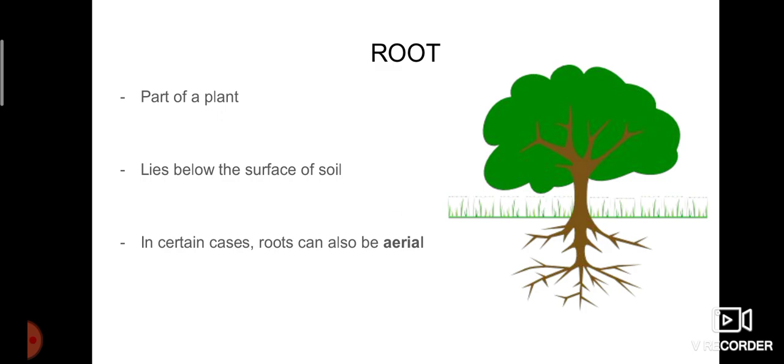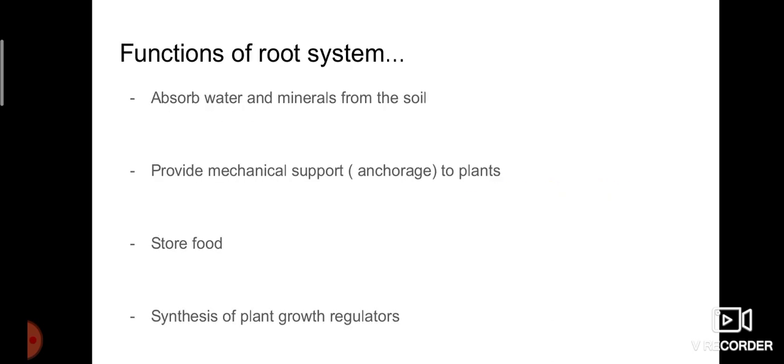What do you mean by aerial? We can see some roots which are present on the surface, in contact with air, and they are called aerial. That is, roots in certain cases can be modified to be aerial, that is, present above the ground. They occur only in very rare cases.